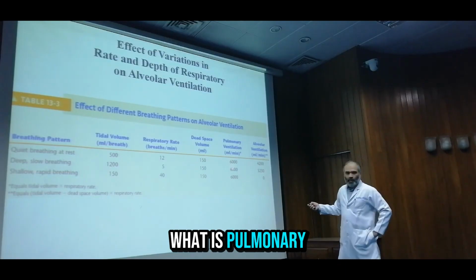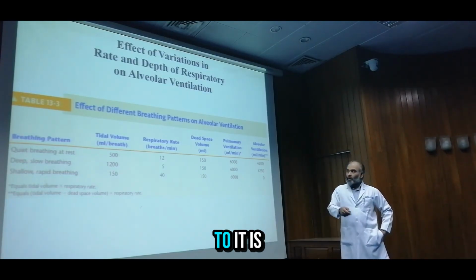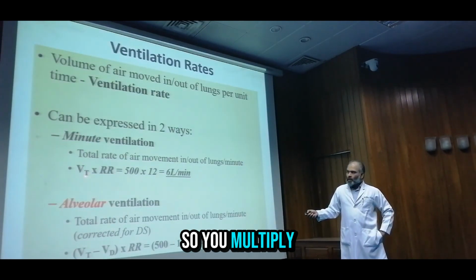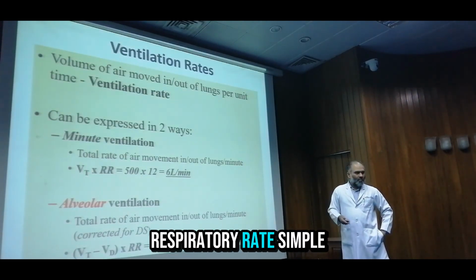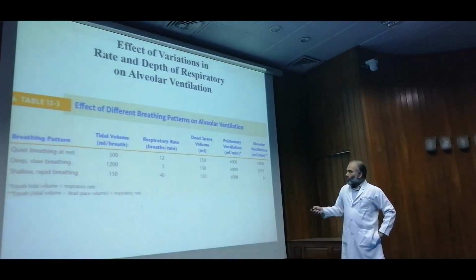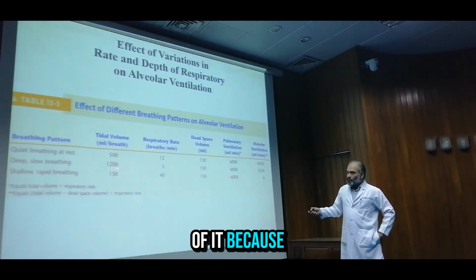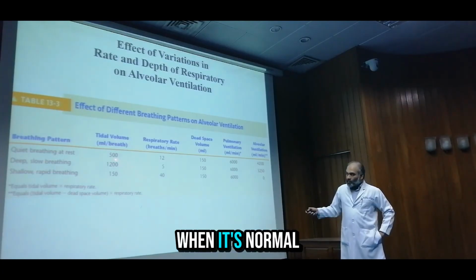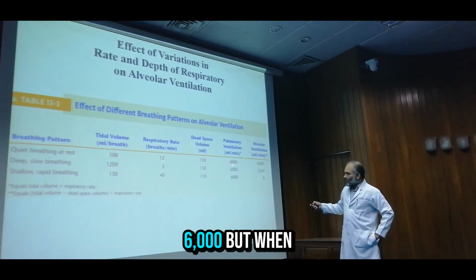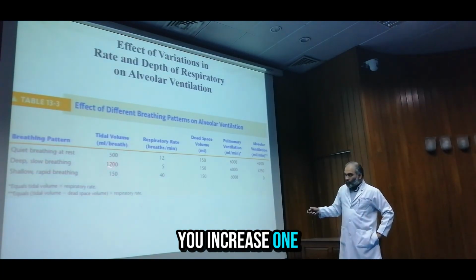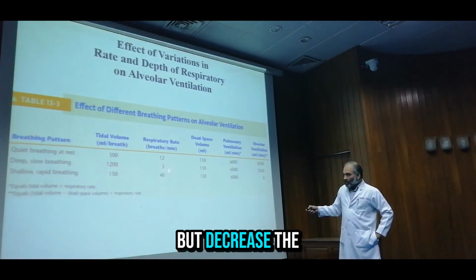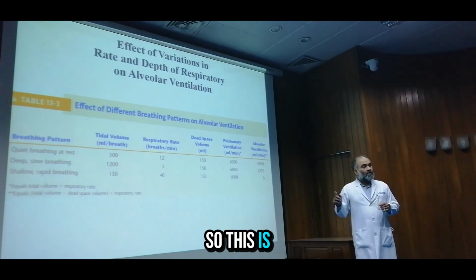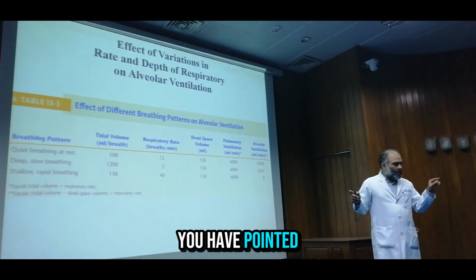Look, what is pulmonary ventilation? Pulmonary ventilation is the minute ventilation we just studied. This minute ventilation is pulmonary ventilation. So you multiply tidal volume with respiratory rate. Simple. So it's 6,000 in all of these cases, because we are increasing one but decreasing the other. When it's normal, it gives 6,000. But when you increase one so much and decrease the other, it balances out and still remains 6,000. So this is actually the trick.